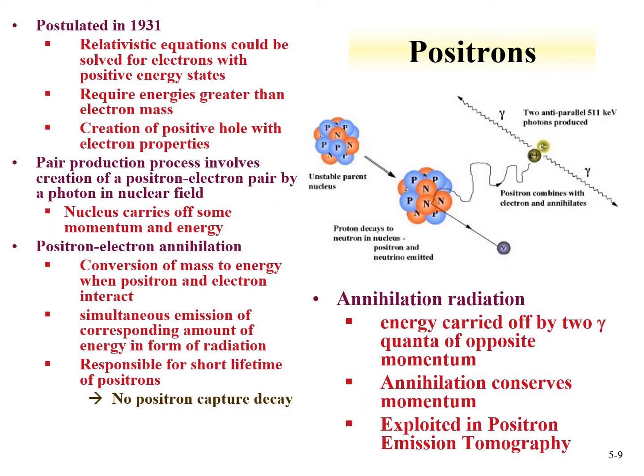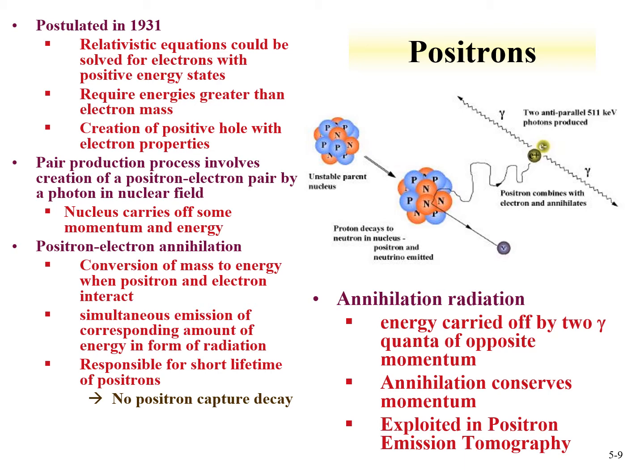The positron, which is emitted during positron decay, was actually postulated before it was seen. In 1931, relativistic equations could be solved for electrons with positive energy states, so basically the opposite of an electron. What also is known is that pair production, in other words, the creation of a positron-electron pair, can be performed by a photon in a nuclear field. This is one way photons interact with matter. If you have a high enough photon energy, well above 1 MeV, you can actually create an electron-positron pair.